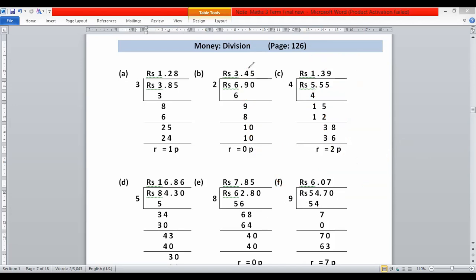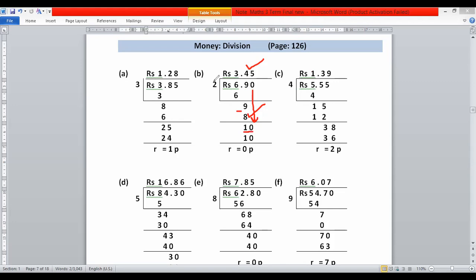Again, 2 times 4, that is equal to 8. After that, we subtract 8 from 9. 9 minus 8, that is 1. And then shift the last digit. Last digit is 0. When we shift 0, it will become 10.